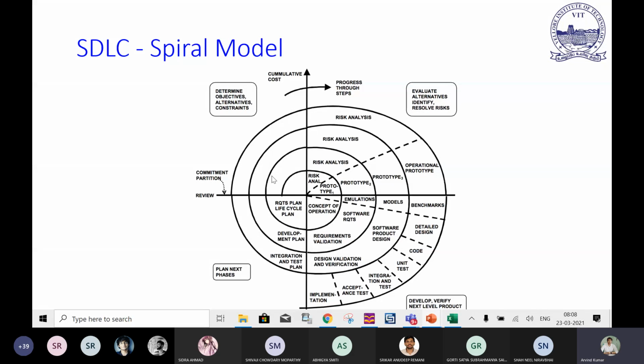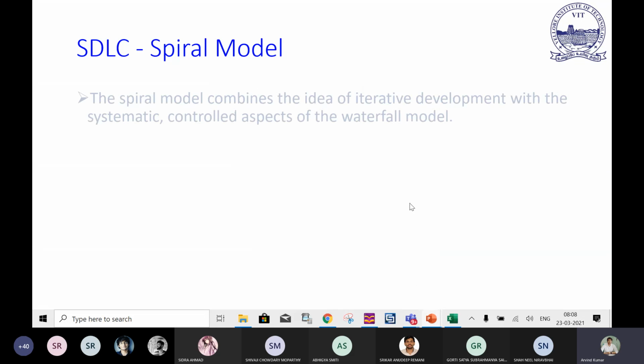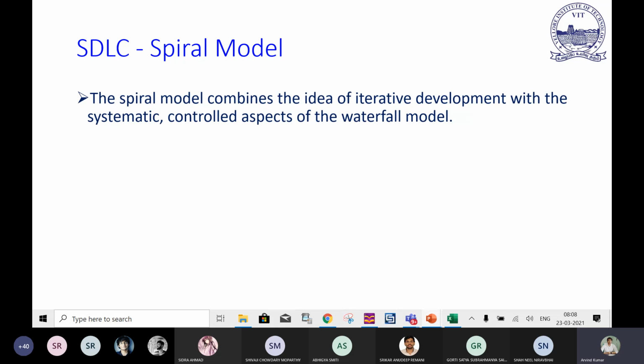Let's see its characteristics. The spiral model combines the idea of iterative development with the systematic control aspect of the waterfall model. So it's somewhat similar to the waterfall model, but in an iterative way, because in the waterfall model, once started, after completion you can deliver it, that's it. But here, once you have done delivery, take it back, make amendments, and do the same processing, then again deliver it.